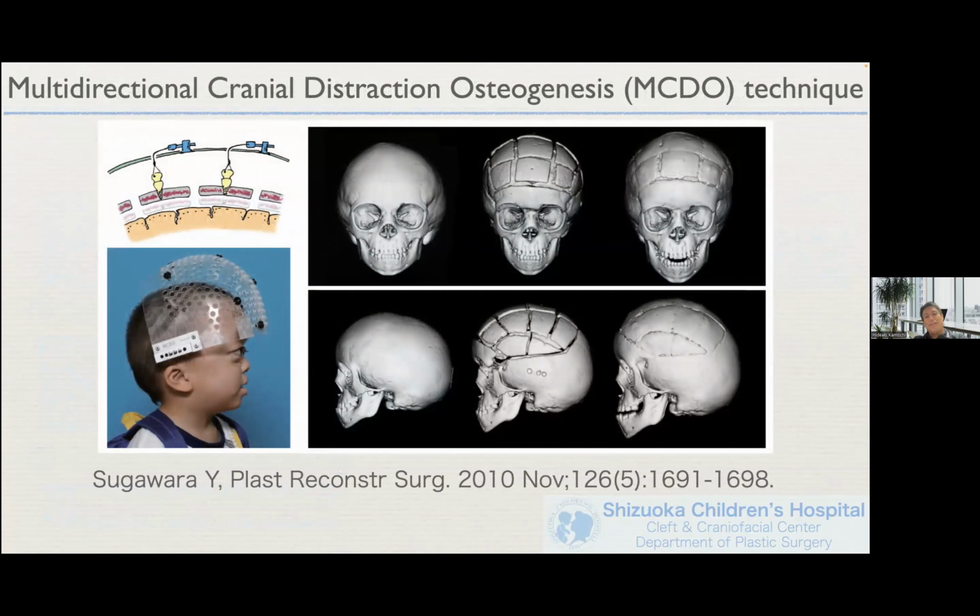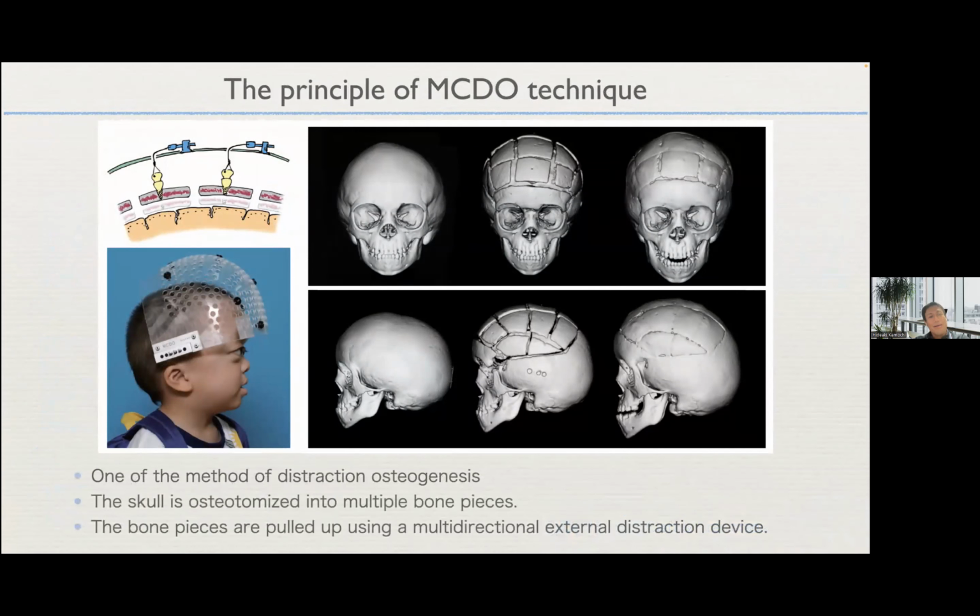The MCDO technique is a cranioplasty developed by my mentor, Dr. Yasushi Sugawara. This technique was also published in PRS in 2010. The MCDO technique is one of the methods of distraction osteogenesis. The skull is osteotomized into multiple bone pieces, which are then pulled up using a multidirectional external distraction device.